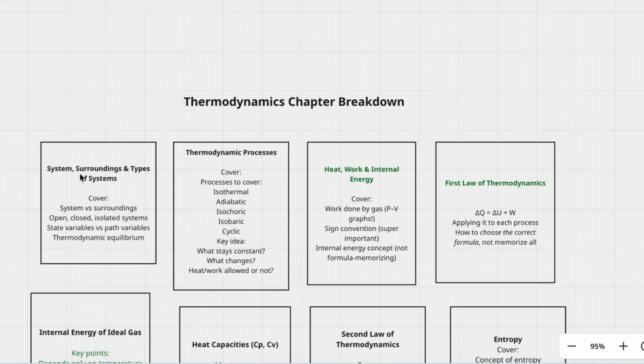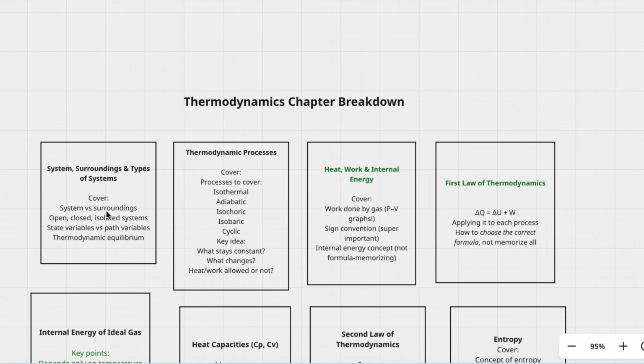So coming to the first topic, what you could study is the system, surroundings, and types of systems. This is like the fundamental of thermodynamics. So you should know what a system is. If you are given a problem, then you should clearly define what the system is, what the surroundings are, and you should be able to classify what an open system is, what a closed system is, and what the properties of these systems are. Like, let's say if you're given an isolated system, then you should know what its property is. Then only you will be able to solve problems.